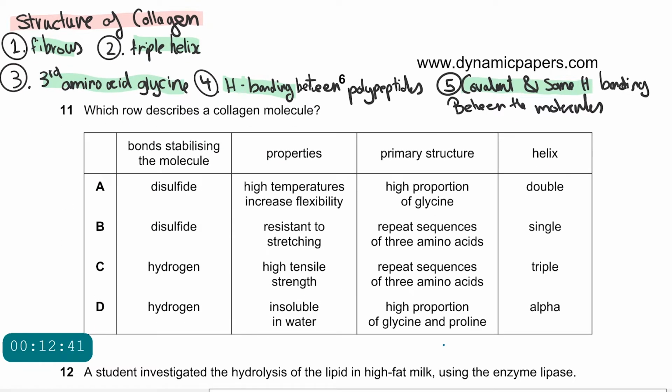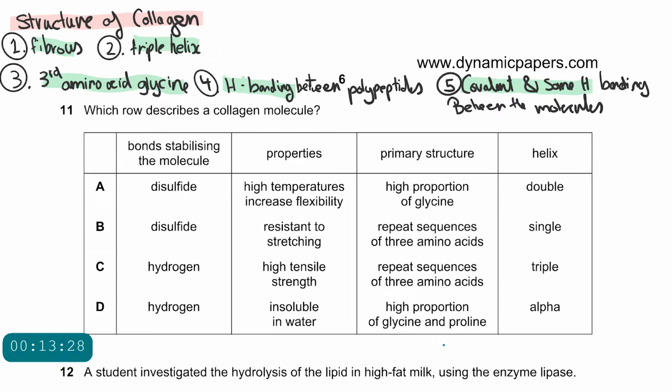Question 11. Which row describes a collagen molecule? To start with, I've written out the structure of collagen. First of all, it's a fibrous protein, being insoluble and not metabolically active. Number 2, it's a triple helix made up of 3 polypeptide chains. Every third amino acid is glycine, therefore they coil really tightly. Number 4, H bonding between polypeptides. Yes, there are hydrogen bonds between the 3 polypeptides, therefore it has a high tensile strength.